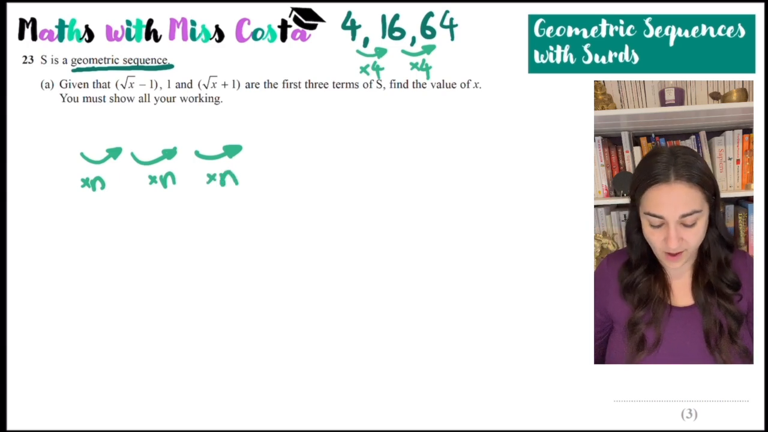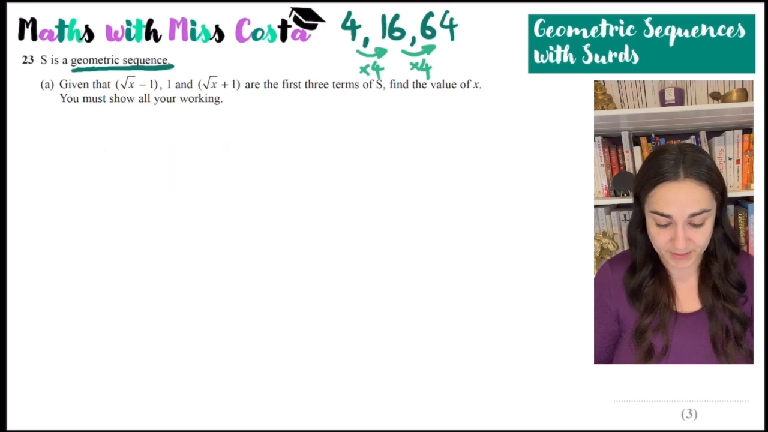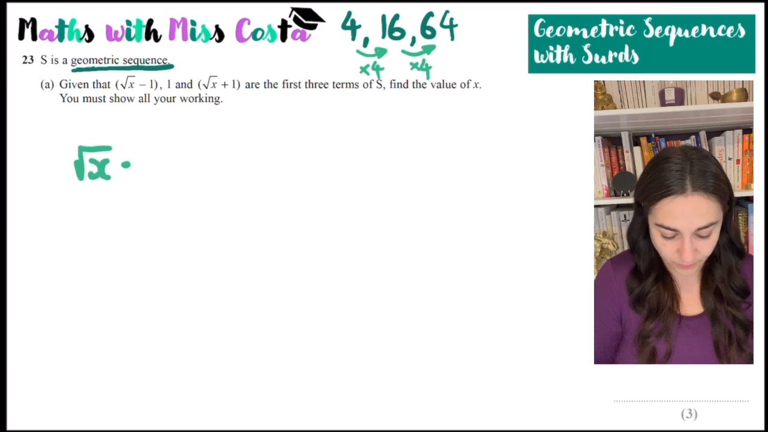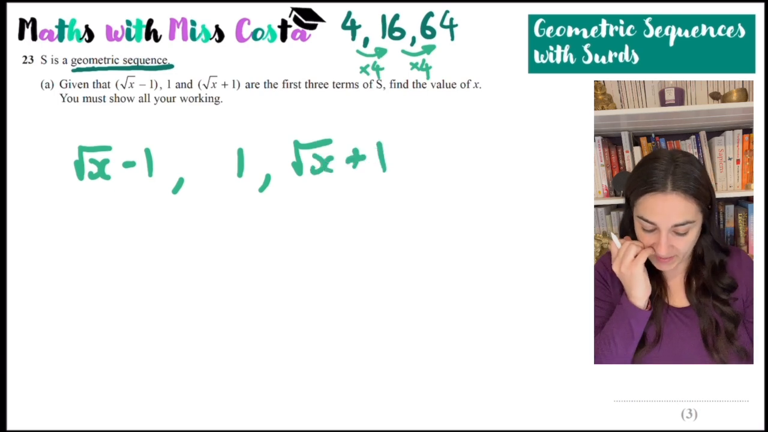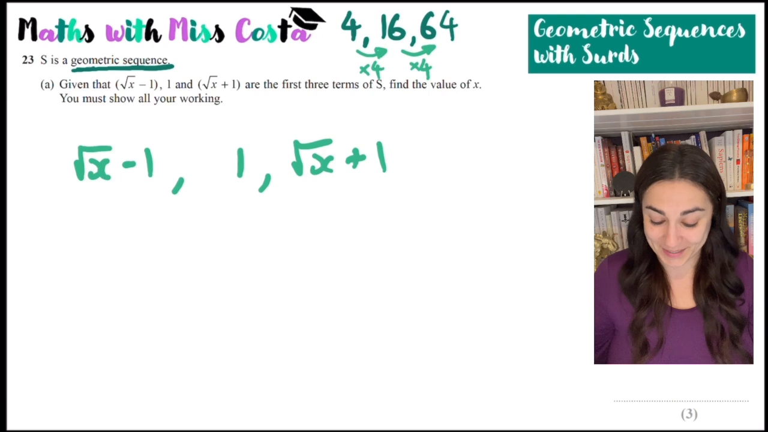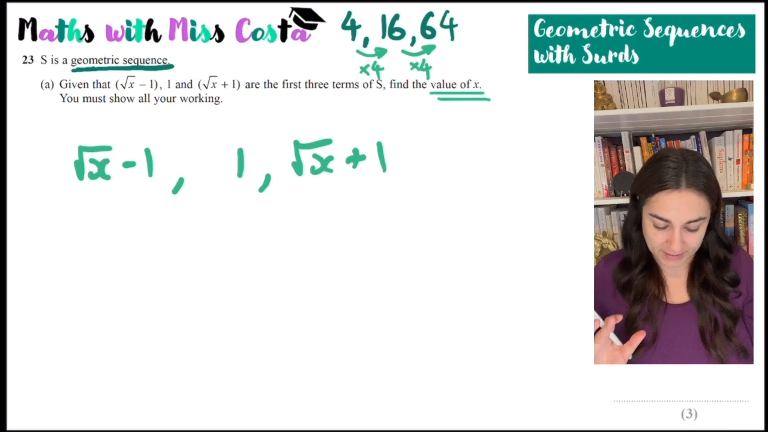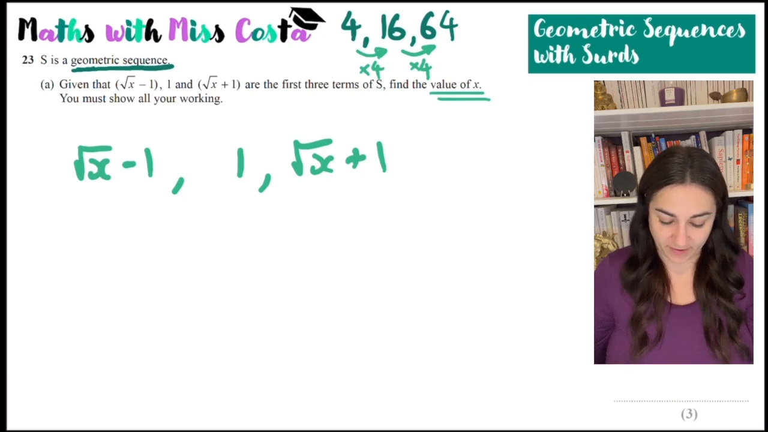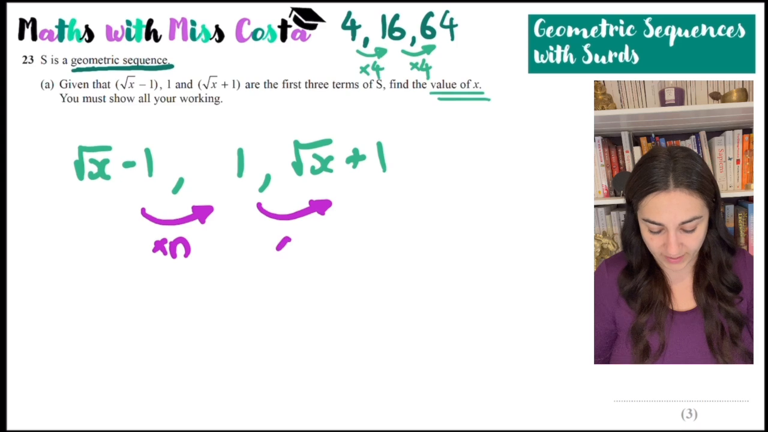So I know that the first 3 terms of this geometric sequence are root x minus 1, 1, and then root x plus 1. I am not told anything else apart from that these are the first 3 terms, and I need to find the value of x. Okay, so the value of x is going to be something in the terms. What I'm first probably going to need to do is think to myself, okay, what is the value of n?